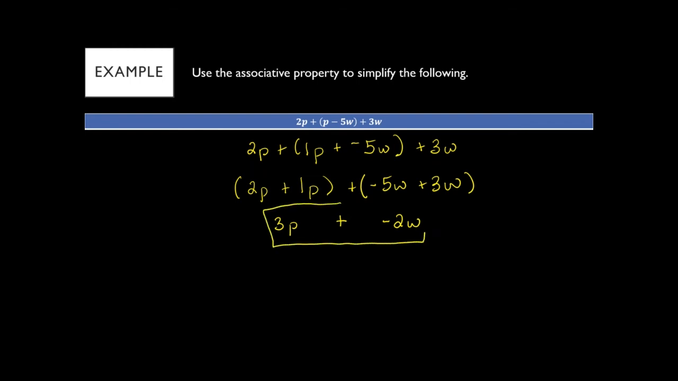And so that is the answer. So we would get 3p plus negative 2w. And I can't simplify further than that because they're different letters, so they're different things. I can't combine them together. So this is as simplified as it gets for this example. Do you guys have any questions?